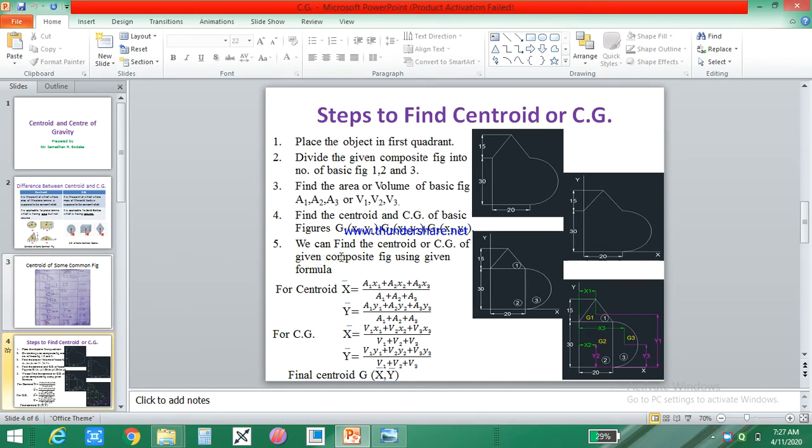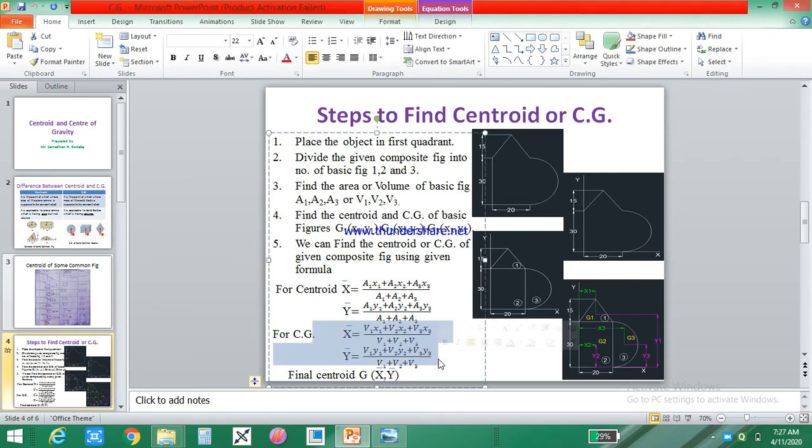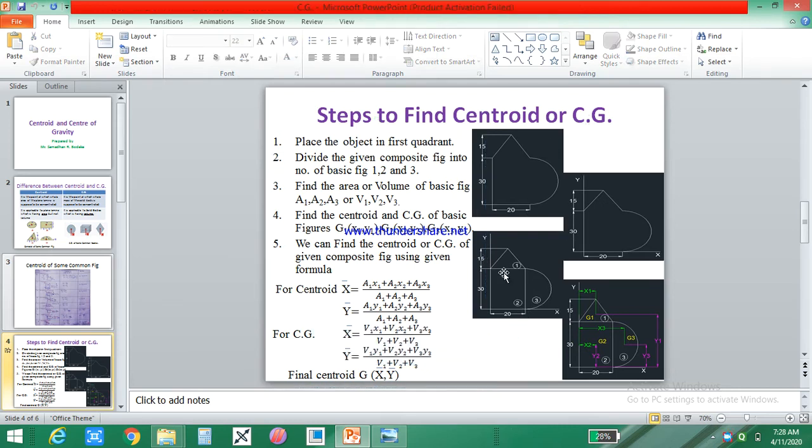Now the last step is using the formula x bar and y bar for the center of gravity. For the CG, in case of x bar and y bar, in the case of the center of gravity we have to use the volumes, and in case of centroid we have to use the areas. Just keep in mind, for the cut section or removed section we have to take the area as minus or the volume as minus.